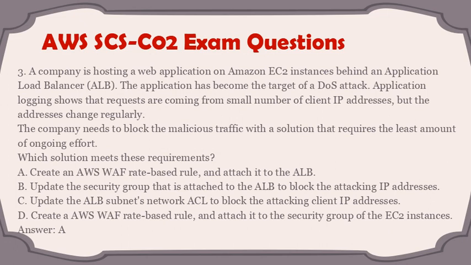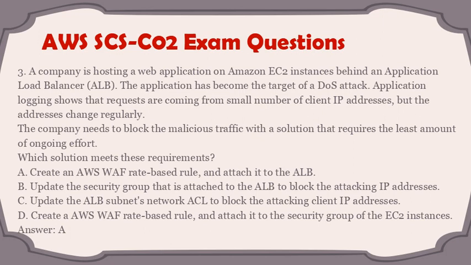3. A company is hosting a web application on Amazon EC2 instances behind an Application Load Balancer, ALB. The application has become the target of a DoS attack. Application logging shows that requests are coming from a small number of client IP addresses, but the addresses change regularly. The company needs to block the malicious traffic with a solution that requires the least amount of ongoing effort. Which solution meets these requirements? A. Create an AWS WAF rate-based rule, and attach it to the ALB.